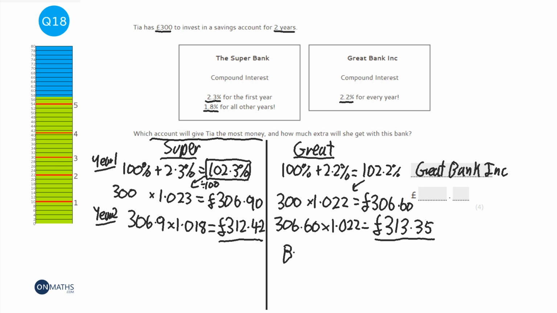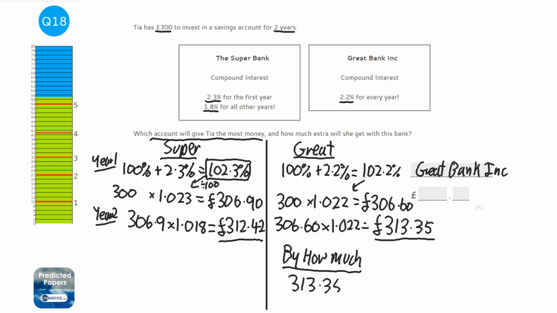by how much. Let's show the examiner what I'm doing. So I'm going to do 313.35, take away 312.42. So 313.35, take away 312.42. And I get the answer of 93p.